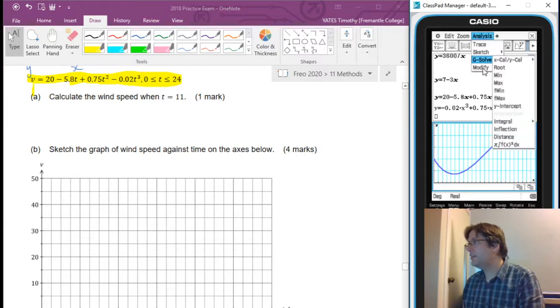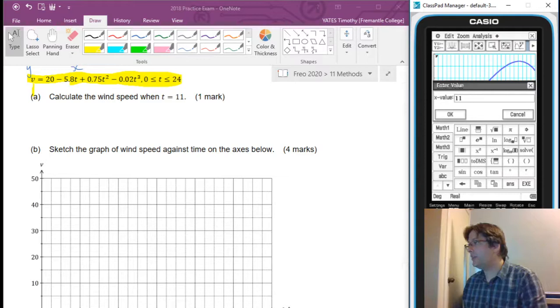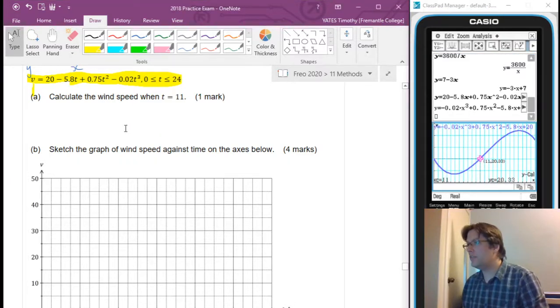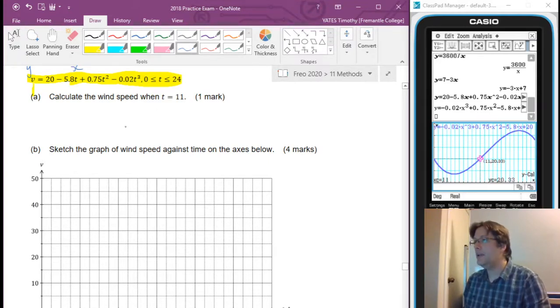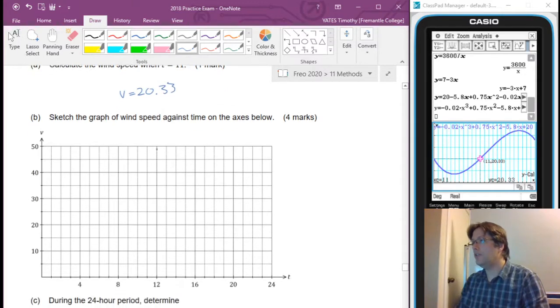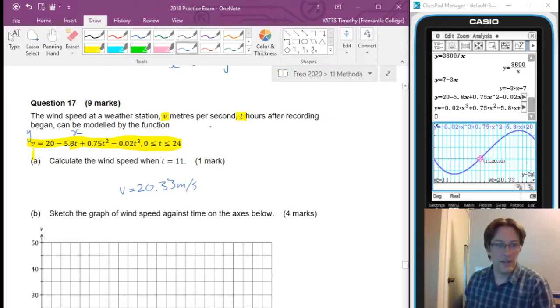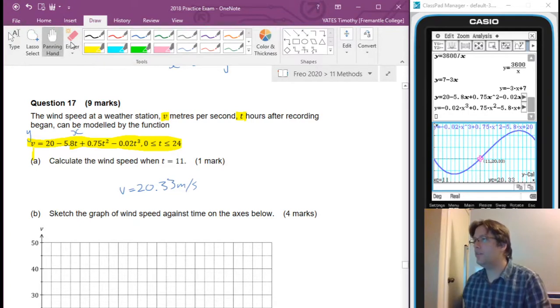I can do that. We're calculating y. So when x equals 11, that's what y is going to be. And y is 20.33. Well, we don't want to write y. We want to write v equals 20.33. And we want to use the units that we've got there. Let's see, meters per second. So we want to say meters per second up there, just to make it clear that we're doing the right thing. So 20.33 meters per second. Let's just clean up that 3.